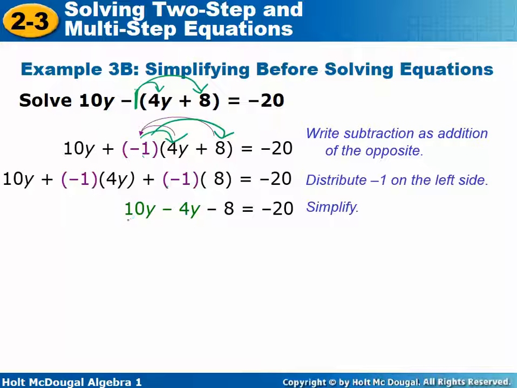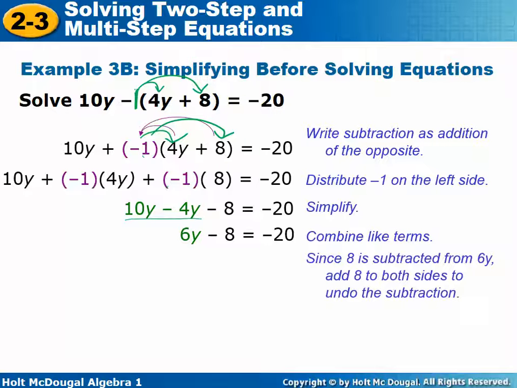Now we have to look for like terms. They're already next to each other, which is kind of handy. We have 10y minus 4y, which is 6y. So we have 6y minus 8 equals negative 20. And now we finish solving just like earlier in this lesson. It's a two-step equation. We have to undo the minus 8 by adding 8 to both sides.